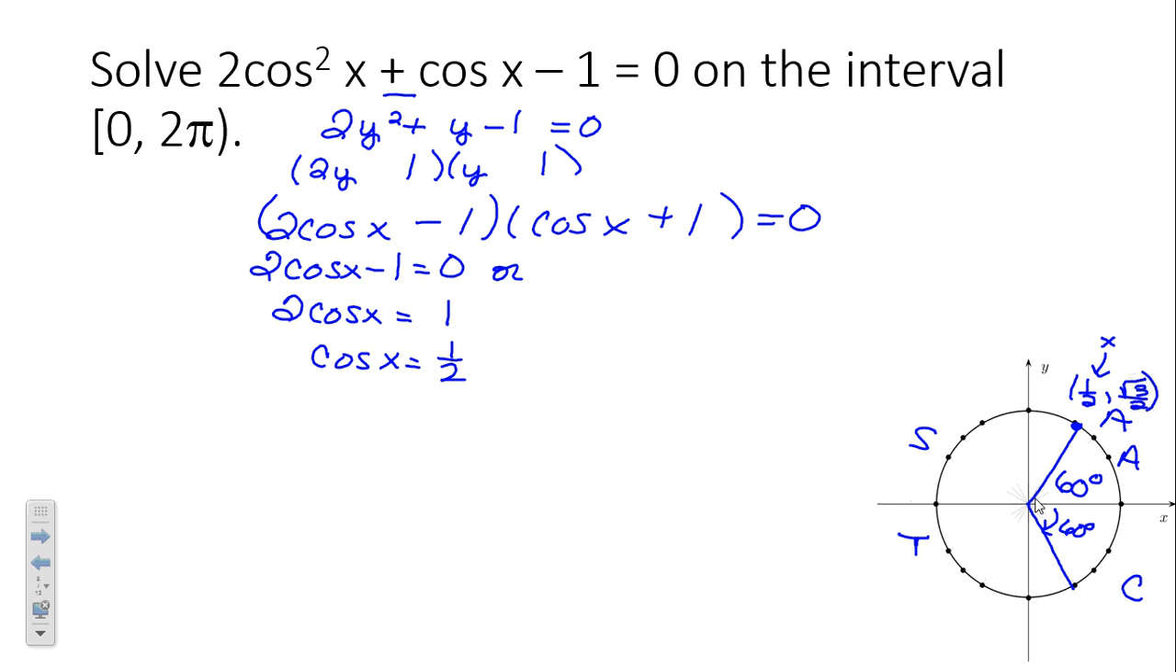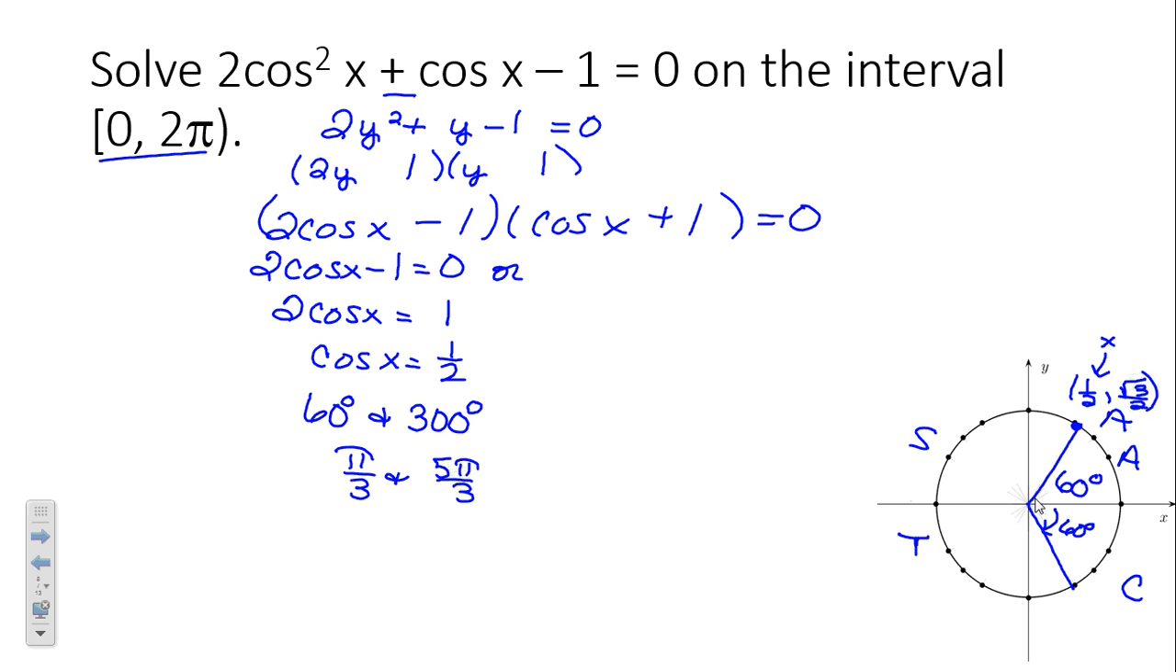Okay, so we can either call it 60 degrees and 300, or in radians, pi over 3 and how many pi's over 3 down here? 5 pi over 3. Okay, it's better to do that because they're giving us our domain in radians, correct?